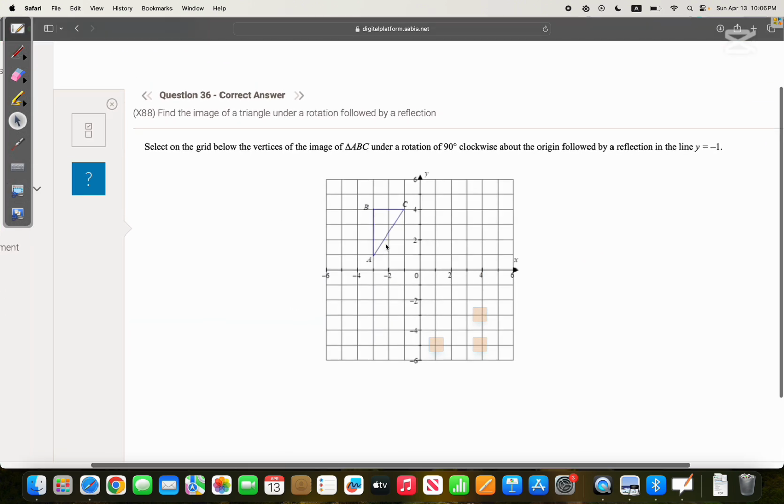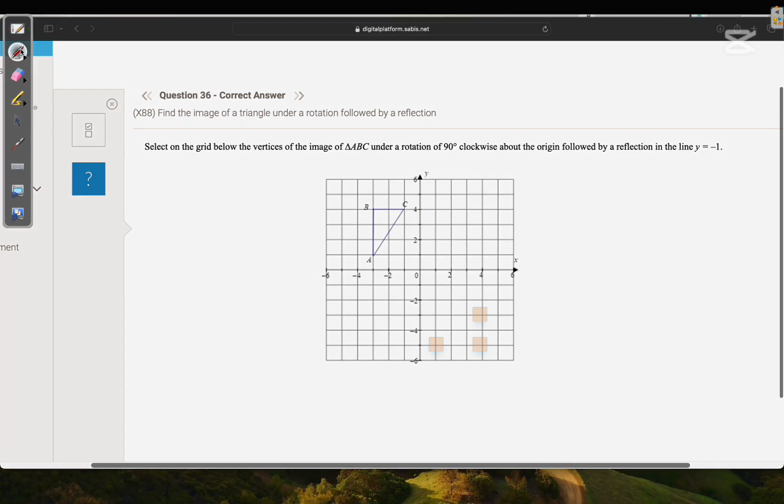Select on the grid below the vertices of the image of triangle ABC under a rotation of 90 degrees clockwise about the origin, followed by reflection on y equals -1. Oh, I hate these types of questions. Anyways, so first let's get the points of A, B, and C.